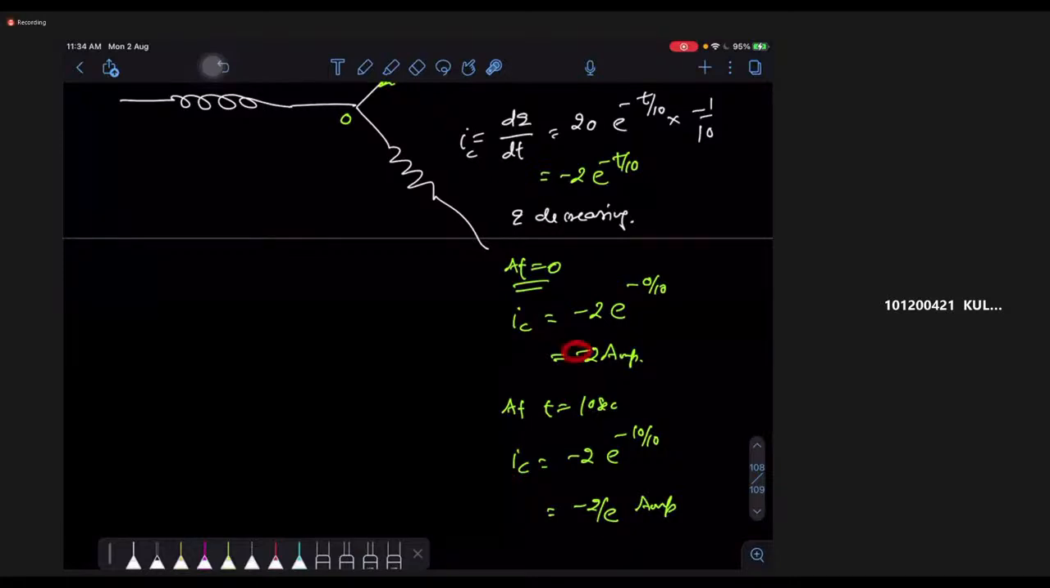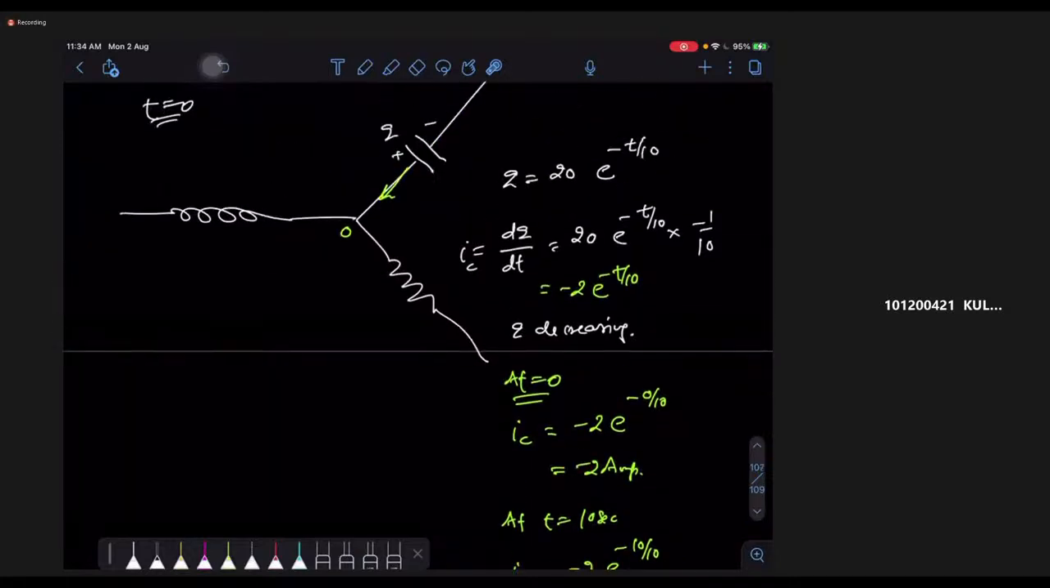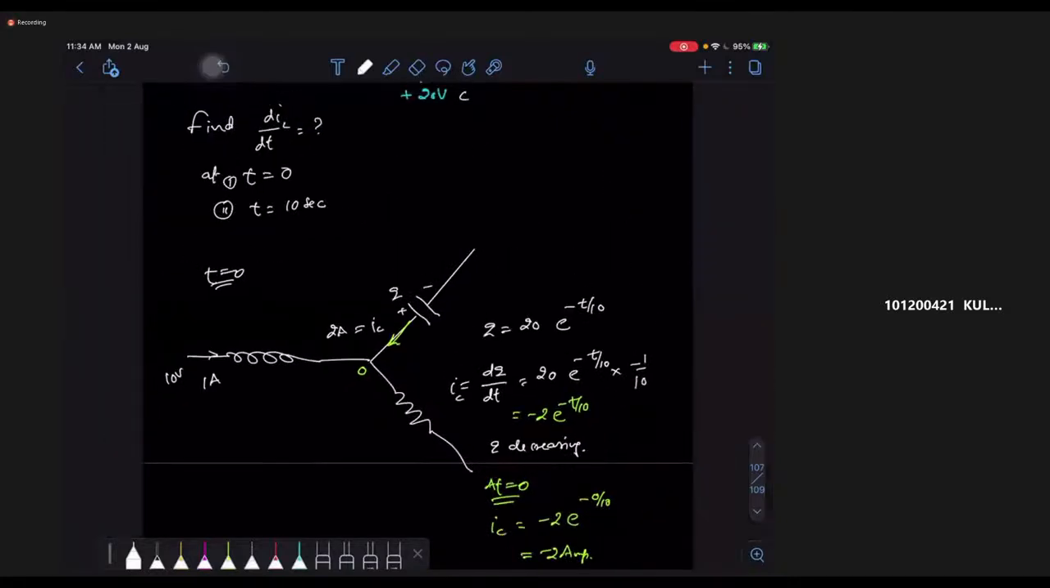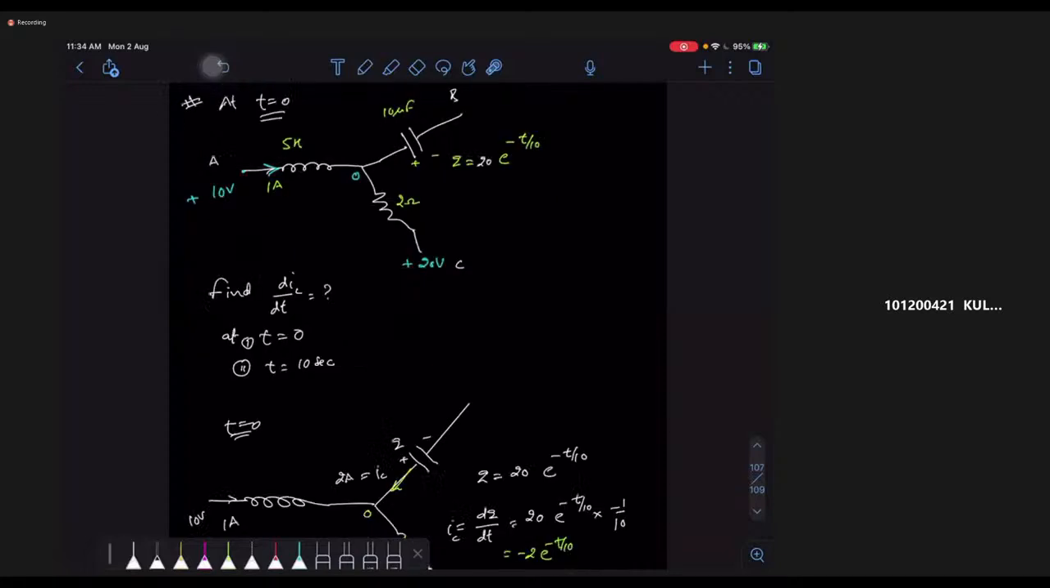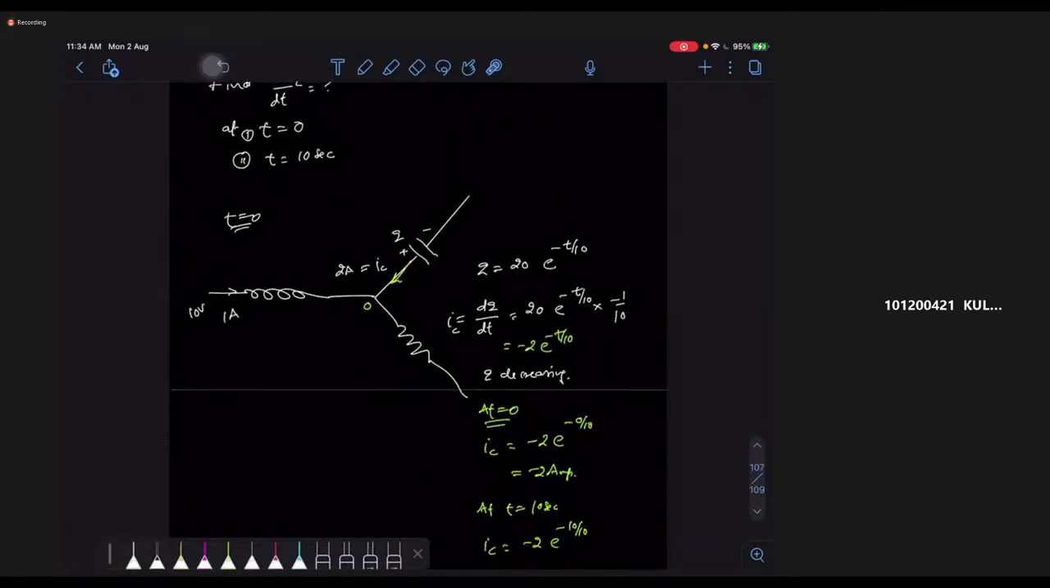First, understand the minus sign. The minus sign means there is no current toward the plates. There is a current away from the plates. The plates are losing the charge. So that is my direction of IC current. In the beginning, this is your 2 amperes. And 1 ampere current is coming from this side. Now, it's given in the question that in the inductor a 1 ampere current is flowing, and A has a potential of 10 volts. So this is my 1 ampere and 2 amperes.